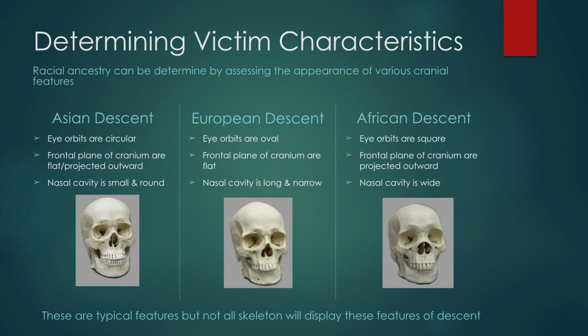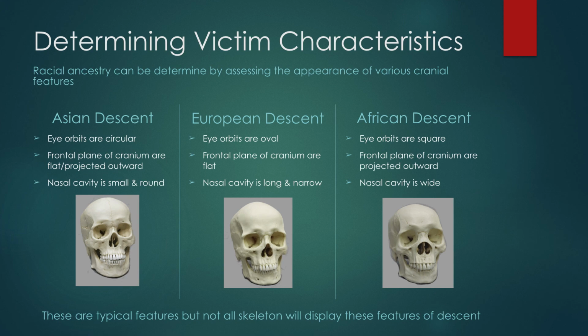When looking at bones, you can also find a racial ancestry by the appearance of various cranial aspects. So of Asian descent, the eye orbitals tend to be more circular. The frontal plane of the cranium is more flat or projected outward. The nasal cavity is smaller and rounder. In European descent, the eye orbits are oval. The frontal plane is more flat. The nasal cavity tends to be long and narrow.